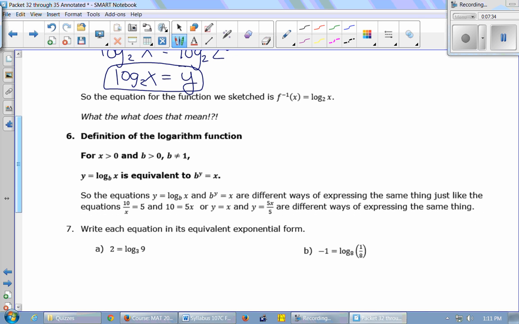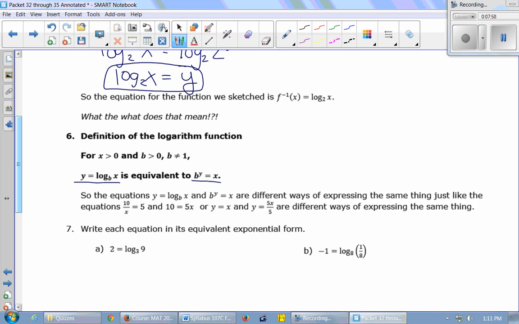Okay, so here's the definition of a logarithm, logarithmic function. X has to be positive, b has to be positive, and b can't be 1. We say y equals log base b of x means the same thing as saying b to the y equals x.